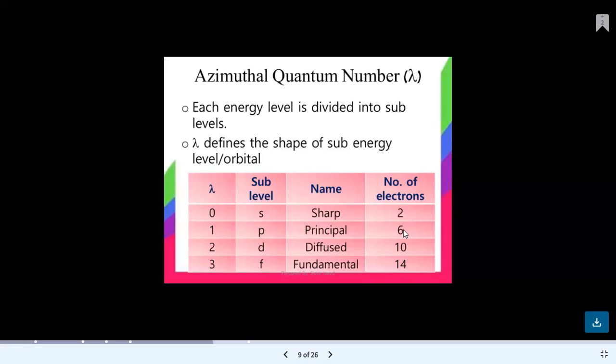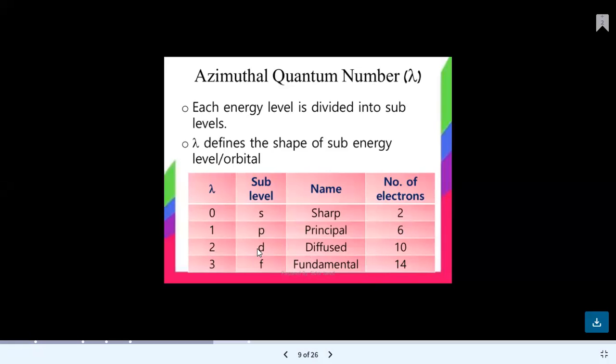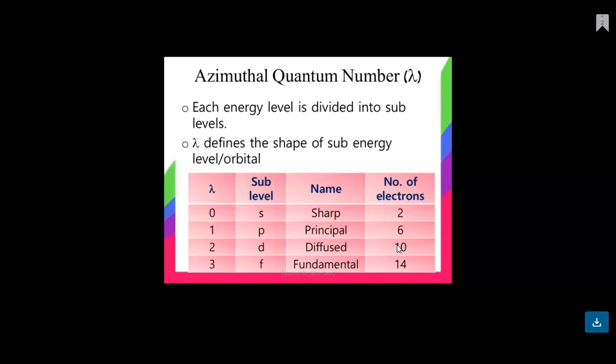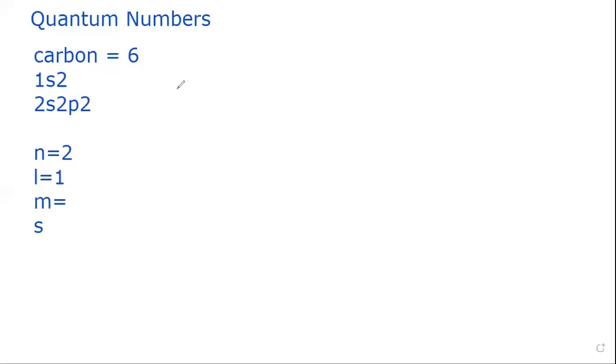You need 3. That is correct, 3. Now, in D, how many electrons fit? 10. How many orbitals do you need to store 10 electrons? 5. That's very easy. I mean, you shouldn't be confused on that matter.